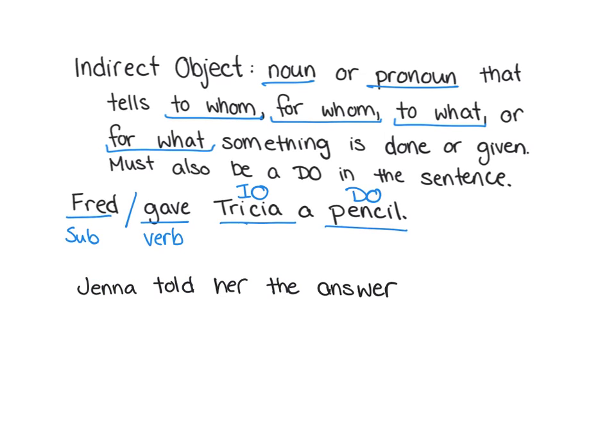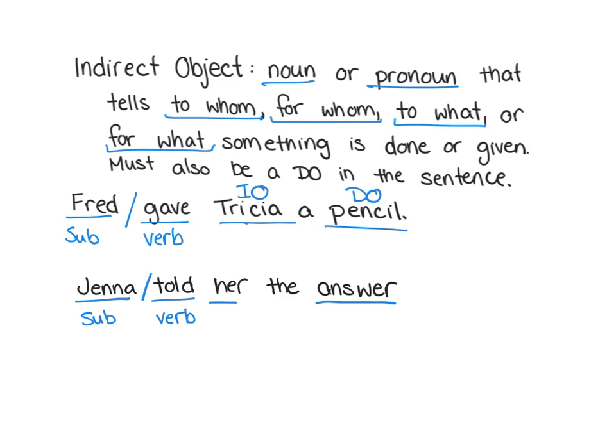In our next example, Jenna told her the answer. Jenna would be our subject. And the action that's happening or the verb is told. So the predicate altogether would be told her the answer. Now, we need to figure out our two nouns or pronouns. So her is a pronoun and answer is a noun. So these are our indirect and direct objects. We just have to figure out which is which.